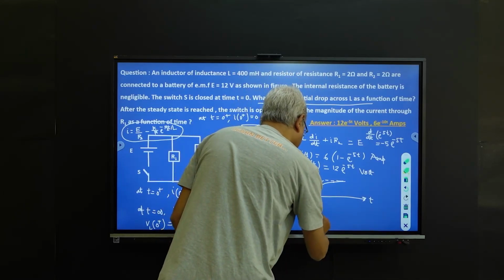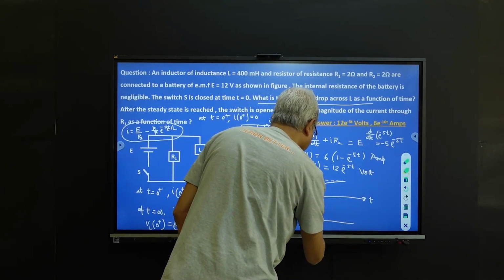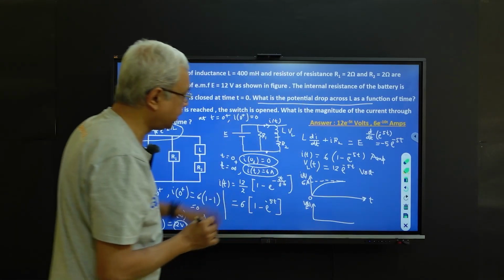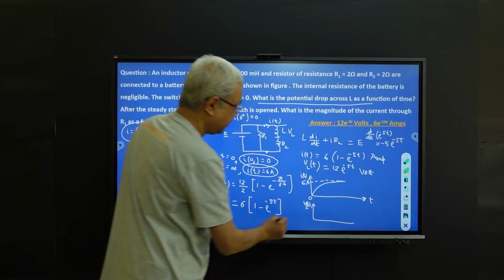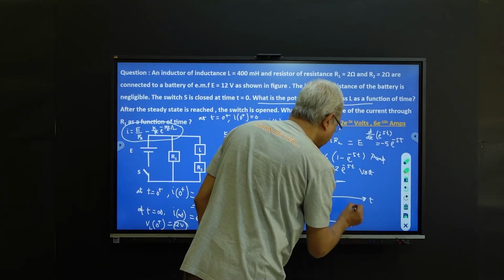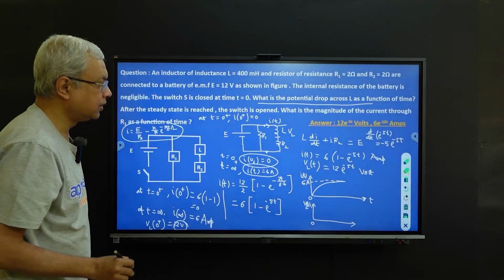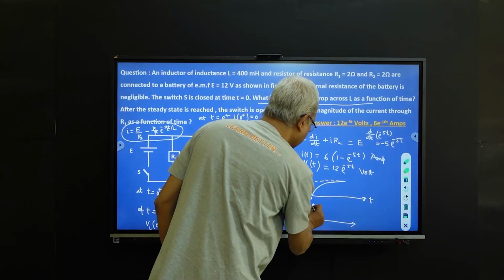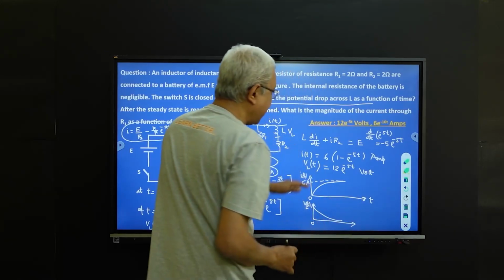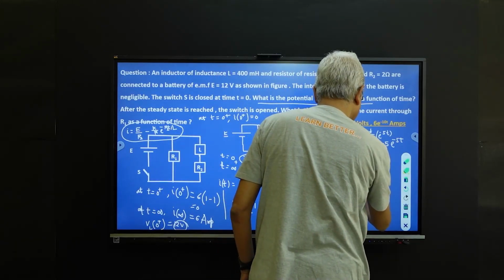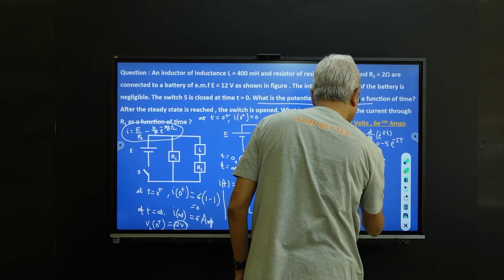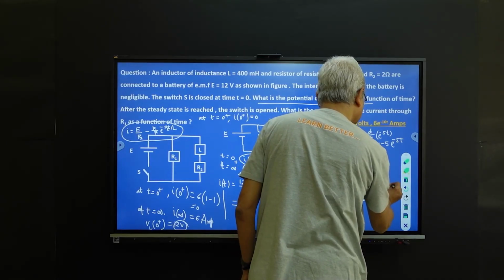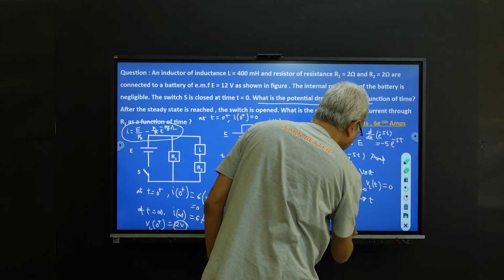And what is VL(t)? VL means the potential drop across the inductance. Initially it is 12 volt, and then gradually it decreases and becomes 0, because as t approaches infinity, VL(t) is 0. It becomes 0 almost.